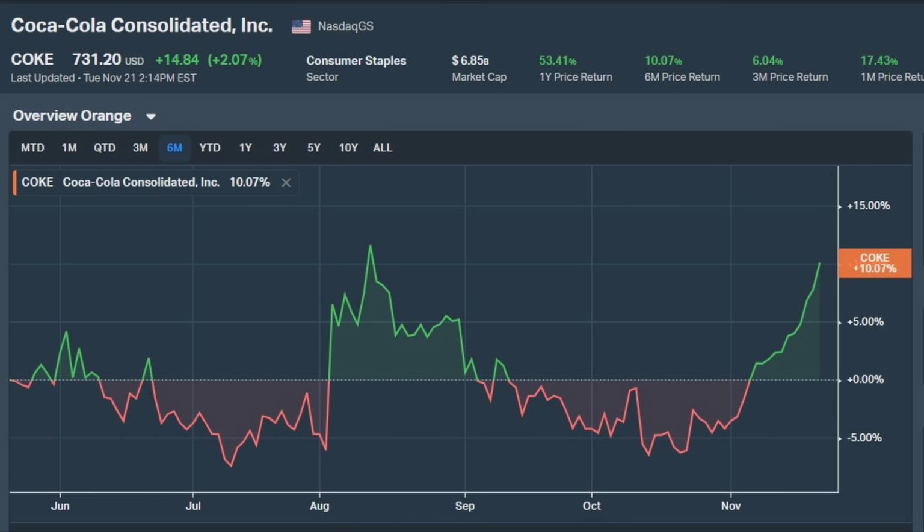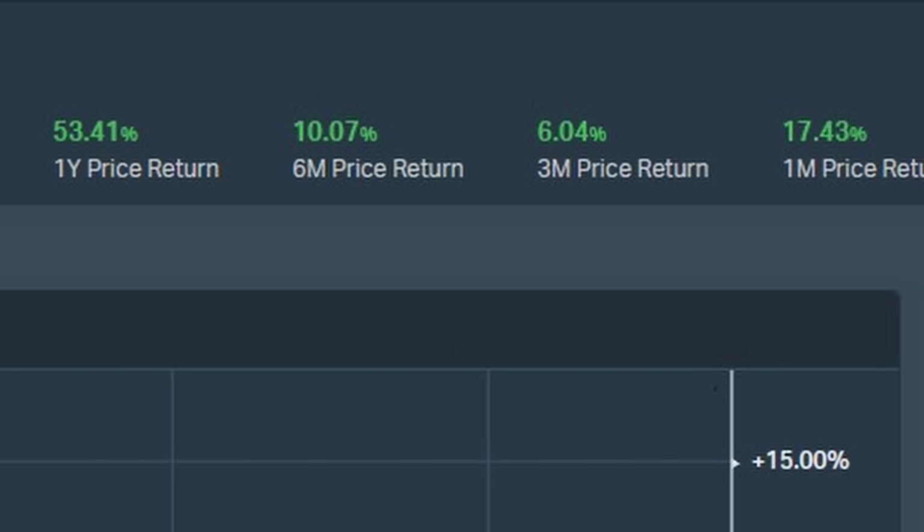Next company up on the list here is Coca-Cola Consolidated. And this is not the company Coca-Cola. This is the bottler for Coke products. It's the largest Coca-Cola bottler in the US. So we can see kind of a shaky up and down type year here. But in the last month, the stock has climbed 17.43%. And that has put it now into overbought territory.